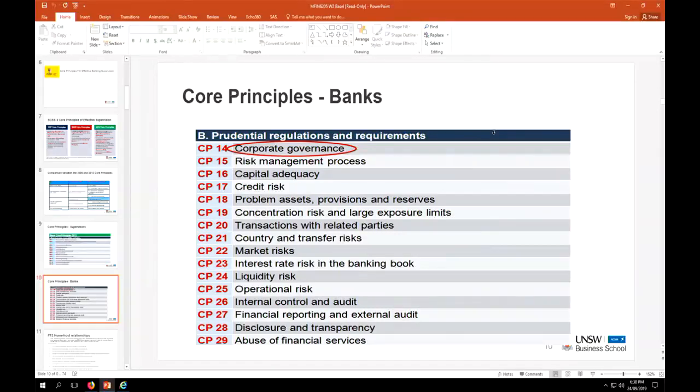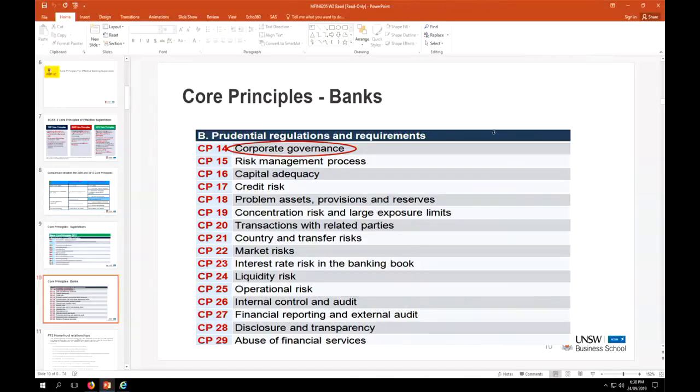So there's a specific standard that talks about how to deal with transactions with related parties, because a lot of the scandals that happen involve related parties. A lot of the large corporate scandals outside of banking. So HIH collapse in Australia, Enron collapse in the US. We had Babcock and Brown that failed. All of that involved related party transactions.